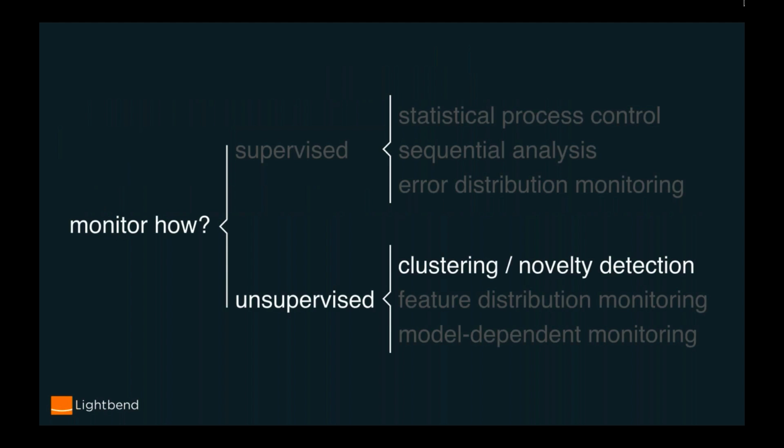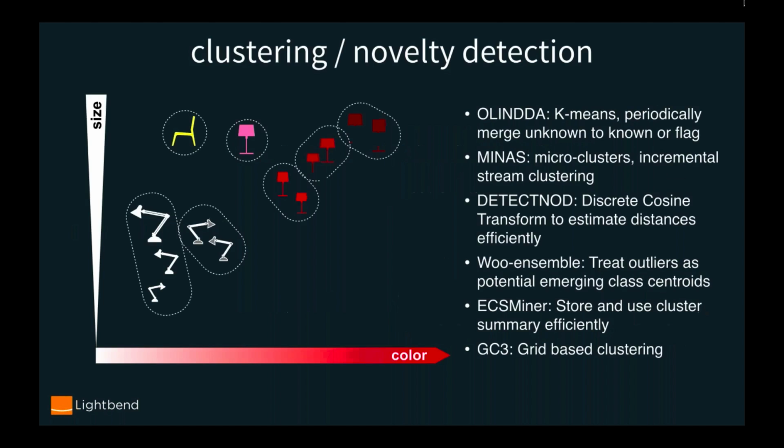The Achilles heel, the main drawback of the supervised methods is the labeling cost. So let's look at the unsupervised methods and see how they address this issue. We're going to start with clustering and novelty detection based methods first. Here we have a number of algorithms that were developed over the course of time, but they share the same underpinning.